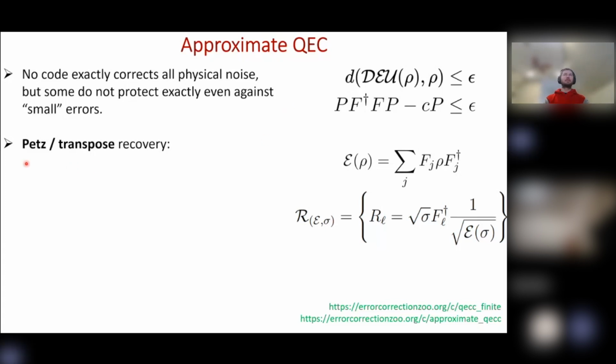And that's called the Petz or the transpose recovery. And this is how it's defined. So you need a noise channel E, an error sigma, and a code state sigma to define the Petz map. You can use any sigma you want, but to not prejudice over a specific sigma, people just use the code projector P here. And this is what you basically do. Inverses here are defined whenever there are non-zero eigenvalues. So you don't invert if there are zeros.